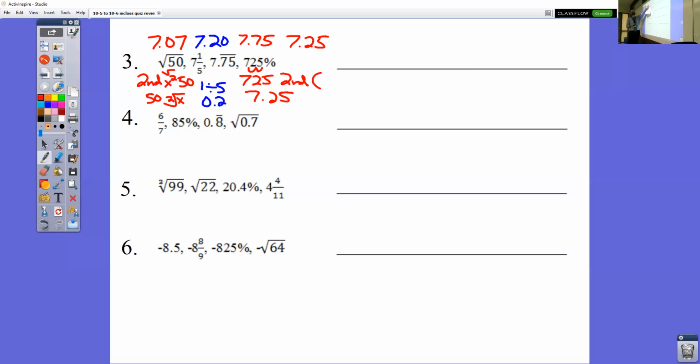Our lowest amount of money out of these 4 at the top is $7.07. So that is the square root of 50. The next biggest one would be $7.20, or 7 1/5. The next biggest amount would be 7.25, or 725%. And then our biggest one is 7.75. Go ahead and try this next one. Go ahead and try number 4, please.